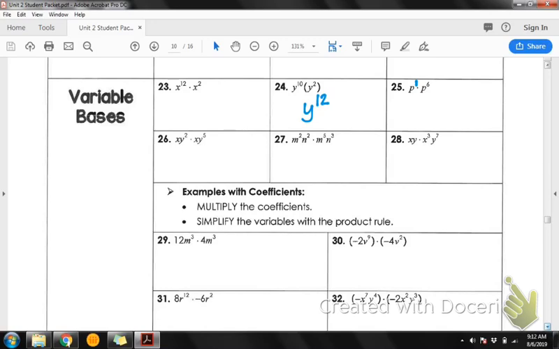So this is, what'd you say, Zaria? P to the 7th. I would agree with that. All right, let's take it up a notch. Let's look at 26. Now we have X's and Y's.